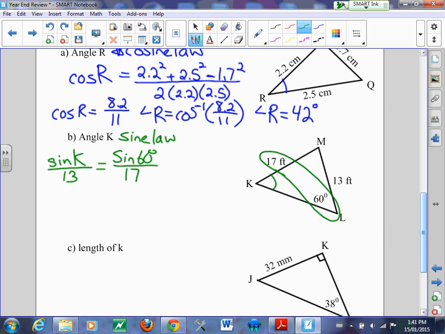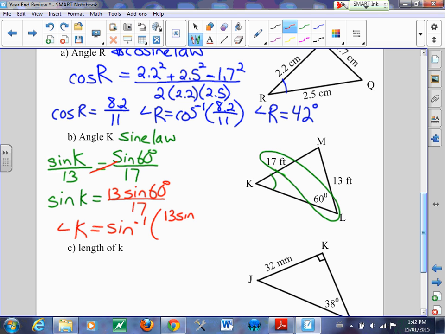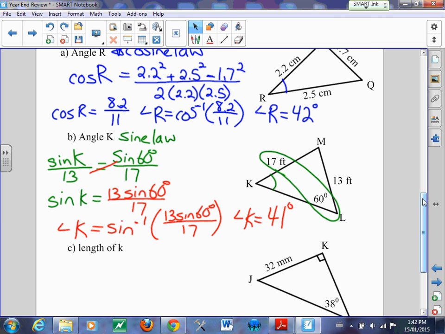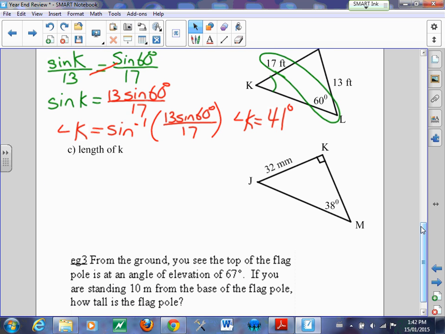So what I'm going to do is find sine K equals the opposite cross. Remember how to do this, folks? Opposite cross, so 13 sine 60 degrees, and divide it by what you would normally multiply by, which is 17. Now we need to get the angle by itself, so angle K equals the sine inverse of this entire fraction. Plug it in your calculator, ladies and gentlemen, and you'll get angle K equals 41 degrees.